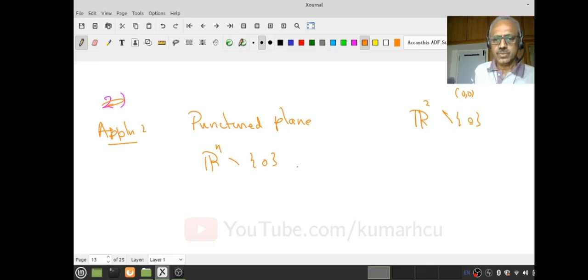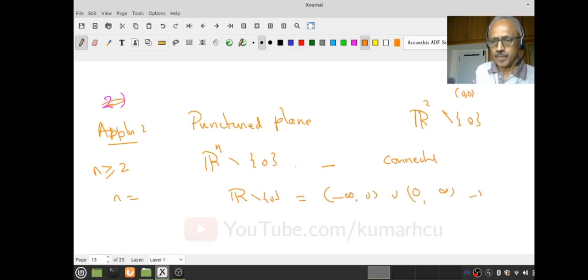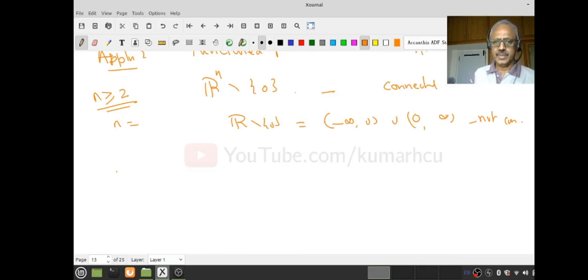So we want to say this is connected. If n is greater than or equal to 2, this is connected. Remember, when n equals 1, R minus 0 consists of two pieces. This we already know, this is not connected. So the important thing is n greater than or equal to 2. Alright, how do I prove this is connected? The trick is the same.